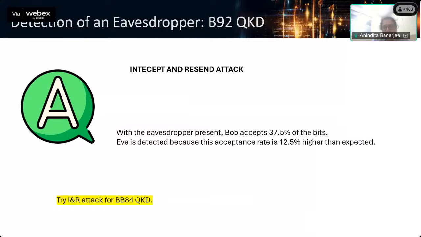I have also given the result. Bob accepts 37.5% of the bits, and Eve was detected because the acceptance rate is 12.5% higher than expected. But it will be nice to try this first, and then see if you can arrive at these numbers. I would also like you to do an intercept and resend attack for the BB84 protocol, and see how the probability of error increases.